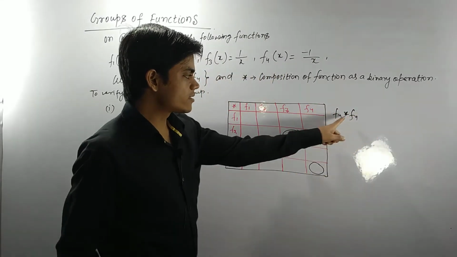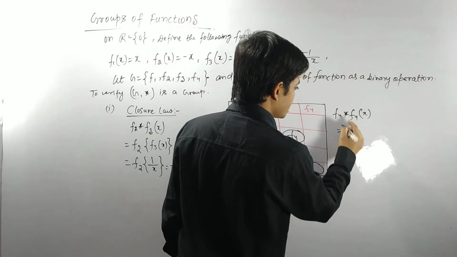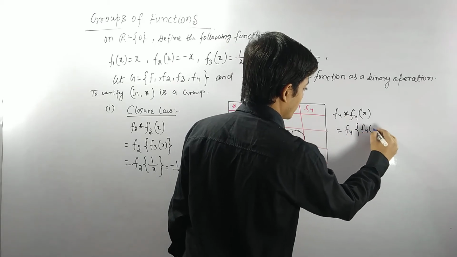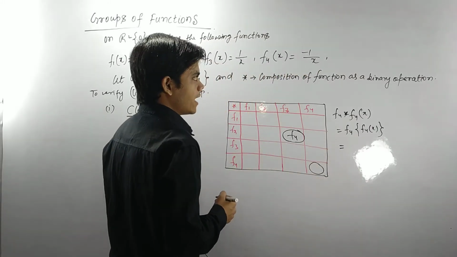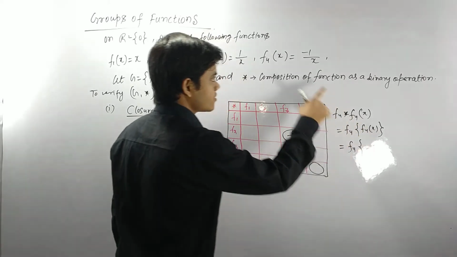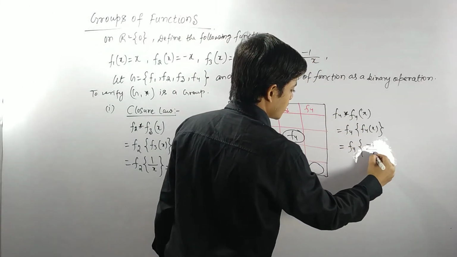F4 star F4 of what? X. And as this is the composition, so this would be F4 of F4X. Is this all right? And your F4 of F4X is what? Minus 1 by X. So simply we will write here minus 1 by X.